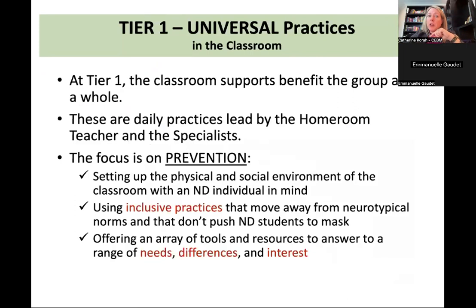And so if we're talking about in the classroom, examples of preventative universal practices could be, for example, setting up the physical and social environment of the classroom, where we are being inclusive and honoring the differences between neurotypical and neurodiverse. We may be using inclusive practices that move away from the neurotypical norms that will push the student to mask. We may be offering an array of tools and resources to answer to the range of needs, differences, and interests. And an example of that could be flexible seating.